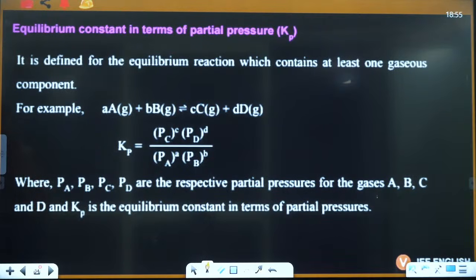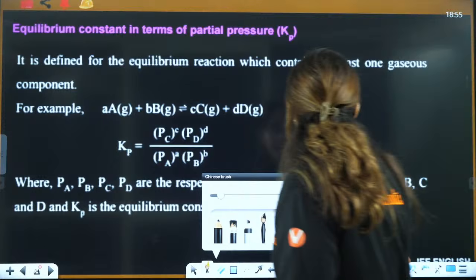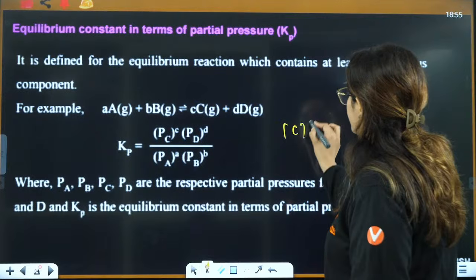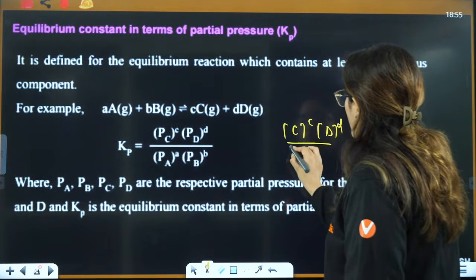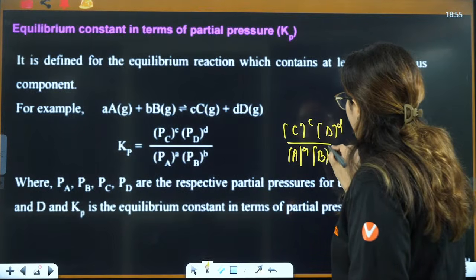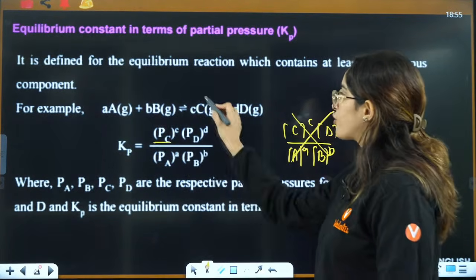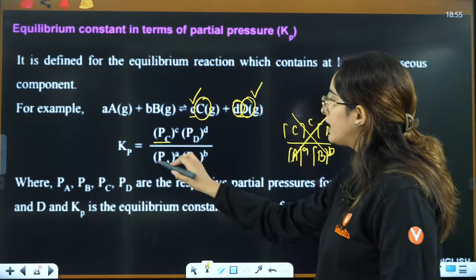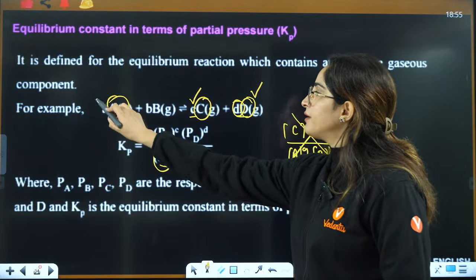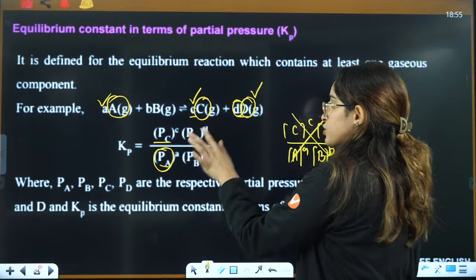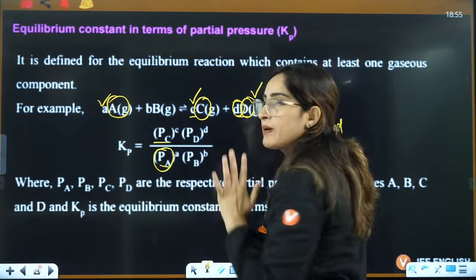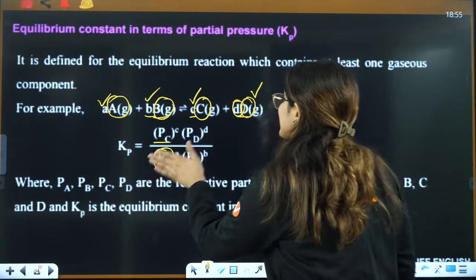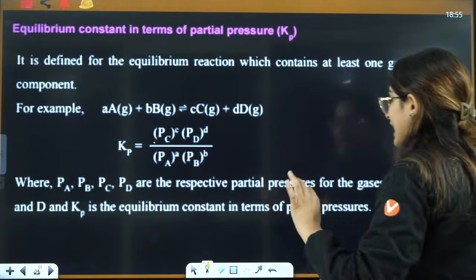Right, everybody? What we are going to discuss here is partial pressures. Instead of writing concentration of C, concentration of D, concentration of A, concentration of B, we write the partial pressure of the products raised to the power of their stoichiometry, divided by the partial pressure of the reactants raised to the power of their stoichiometry, and that is the answer for Kp.